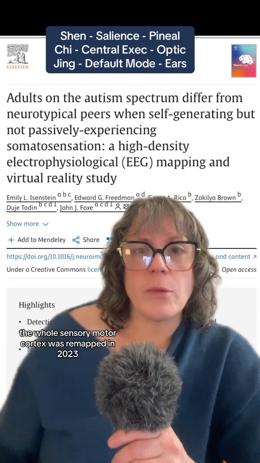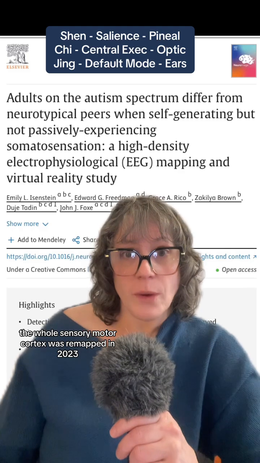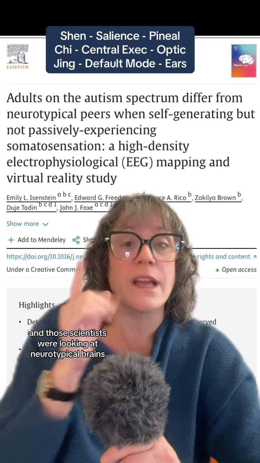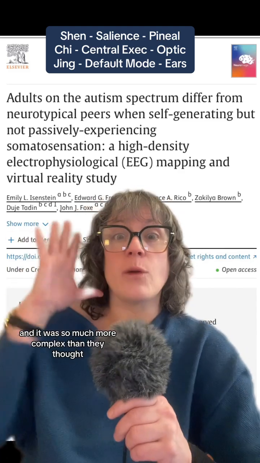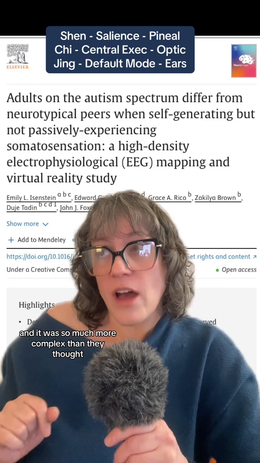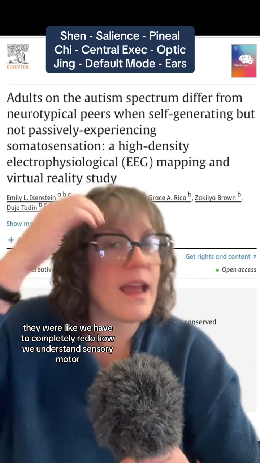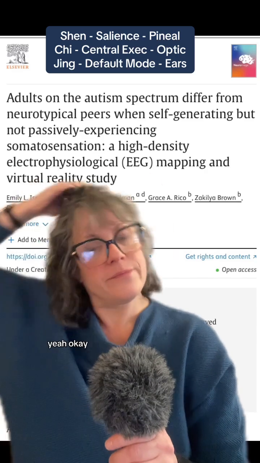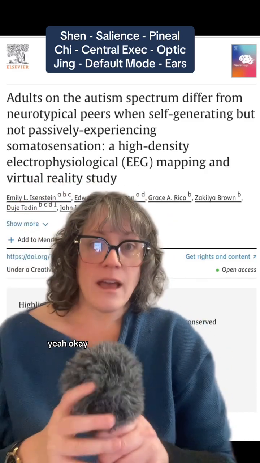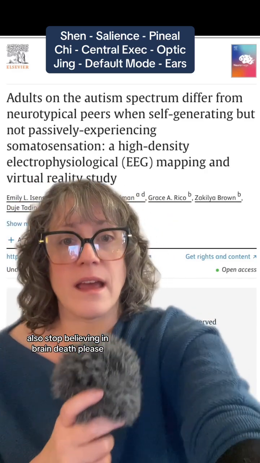The whole sensorimotor cortex was remapped in 2023, and those scientists were looking at neurotypical brains, and it was so much more complex than they thought. They were like, we have to completely redo how we understand sensorimotor. Yeah. Okay. Also, stop believing in brain death, please.